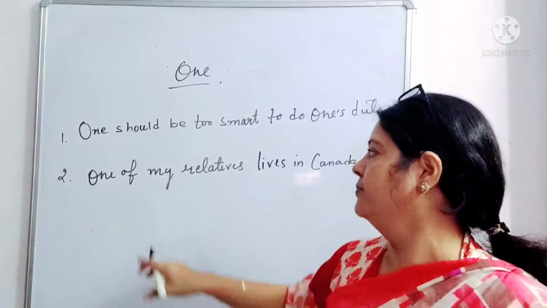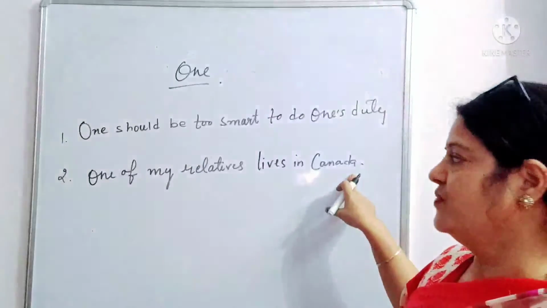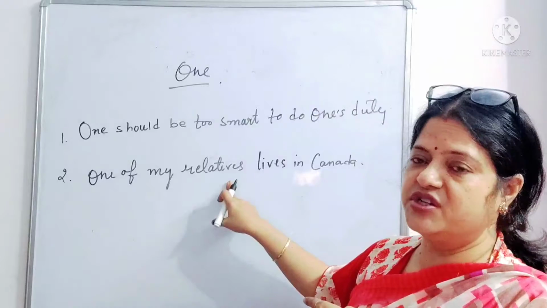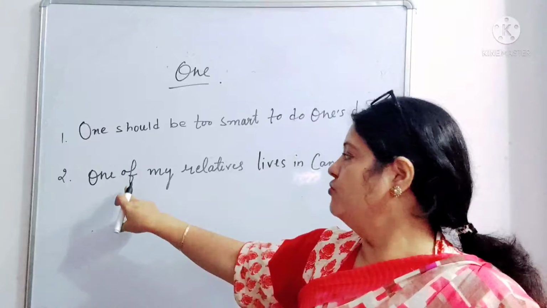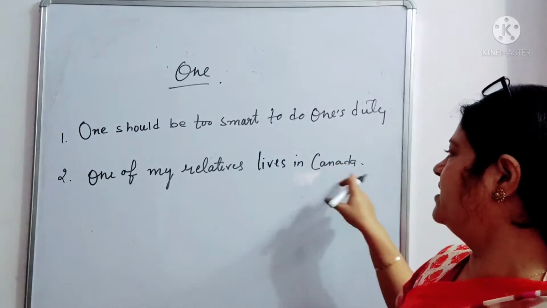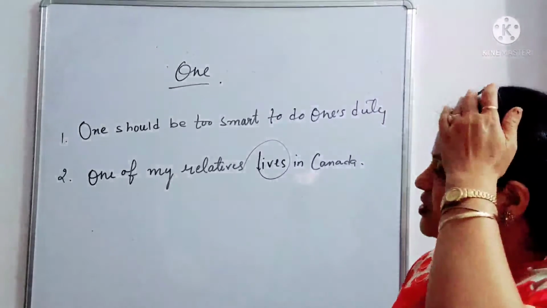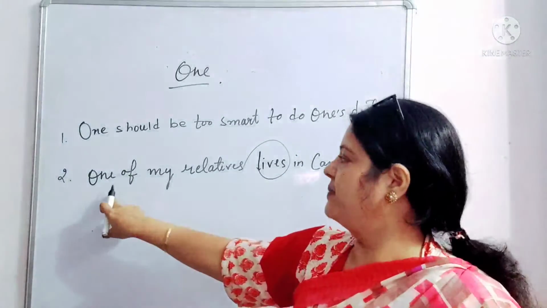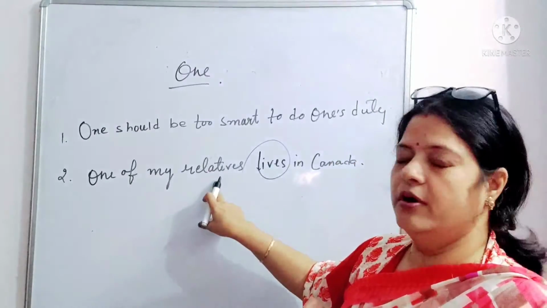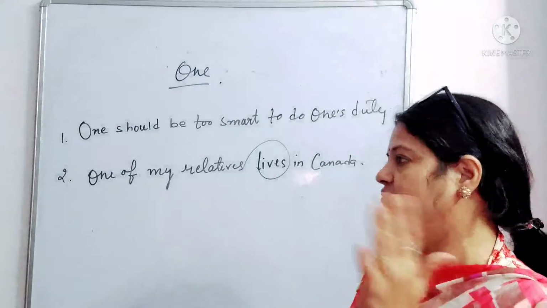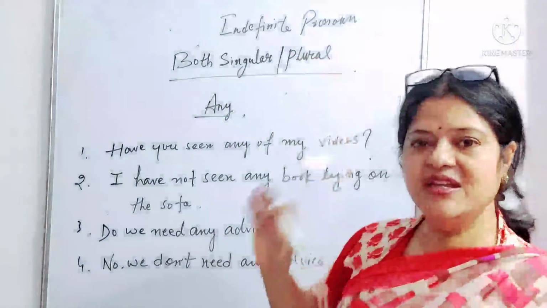One should be too smart to do one's duty, even if we are talking about general people but indicating towards one person. One of my relatives lives in Canada. So here don't go to the relatives, it is a plural noun, but we need to see the one. So one of my relatives lives in Canada. That is why we have used a singular verb here. One of my is a prepositional phrase, then we have a plural noun, and it is followed by a singular verb. Okay, now these are indefinite pronouns.